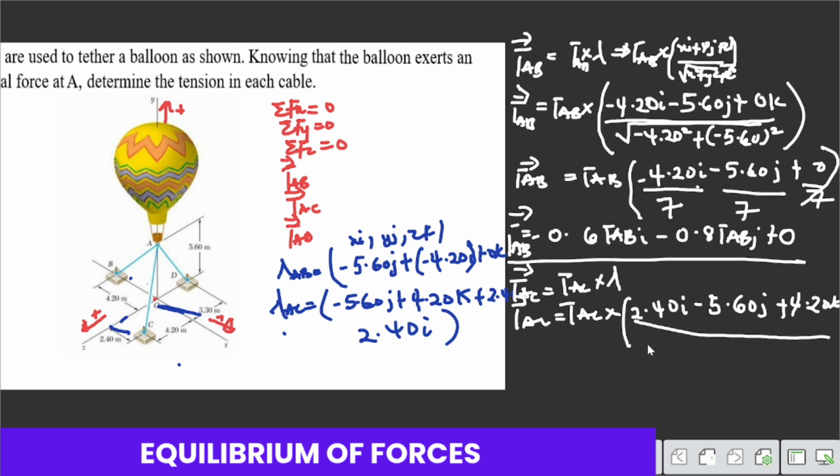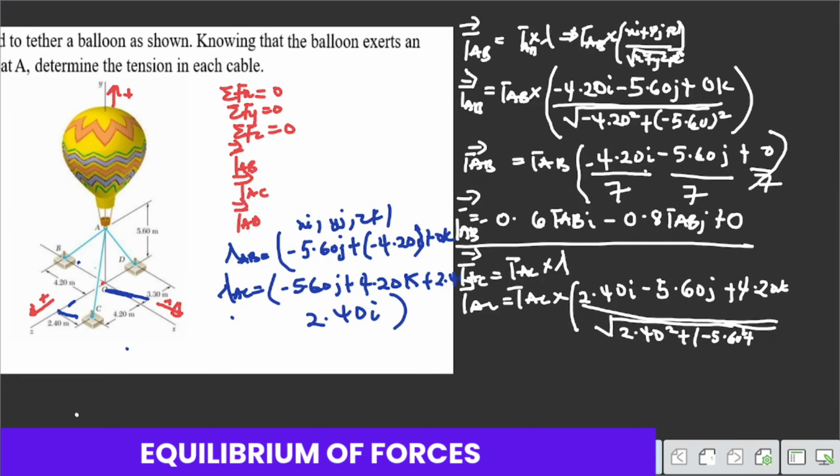So if you find the magnitude of all these, you're going to have the magnitude of what? Of 2.40 all squared plus the what? The negative 5.60 all squared here. Then plus what? Plus 4.2 here too as well. So 4.20 here all squared. All right.